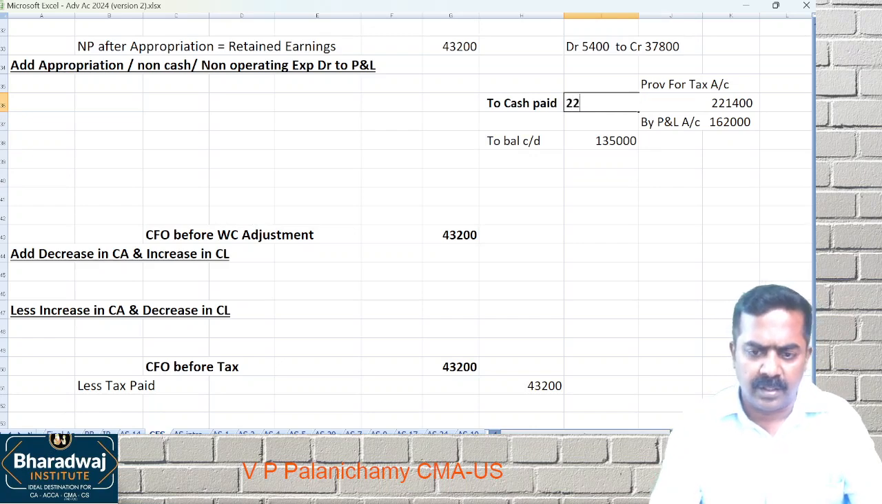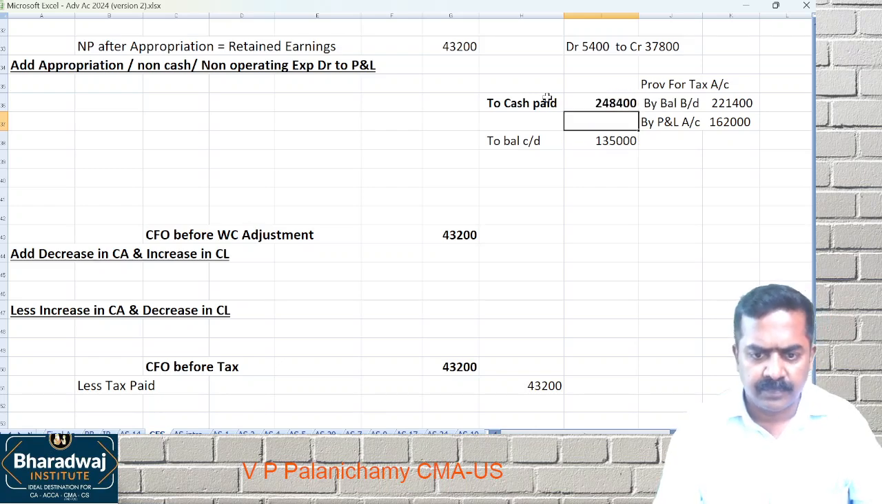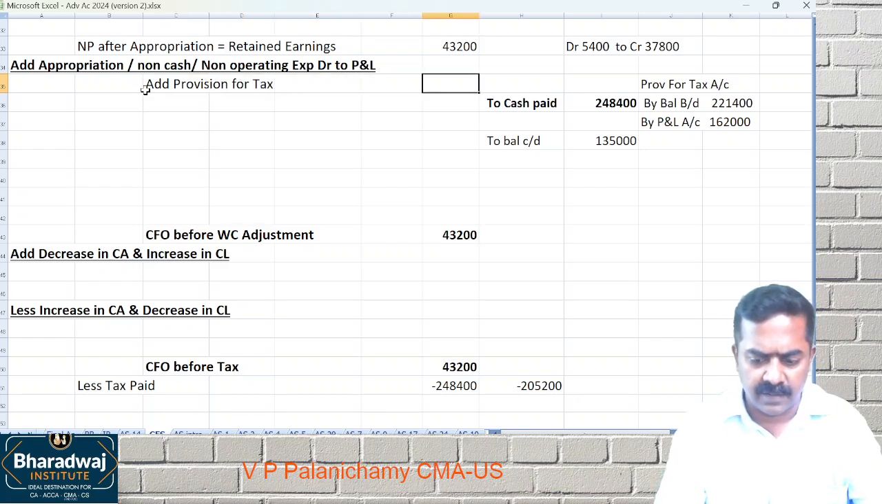Two lakh 21,400 plus 1,62,000 minus 1,35,000. How much has been paid? 2,48,400. Tax paid will come here. 248,400. Add provision for tax. What is the provision for tax in the current year? 1,62,000.